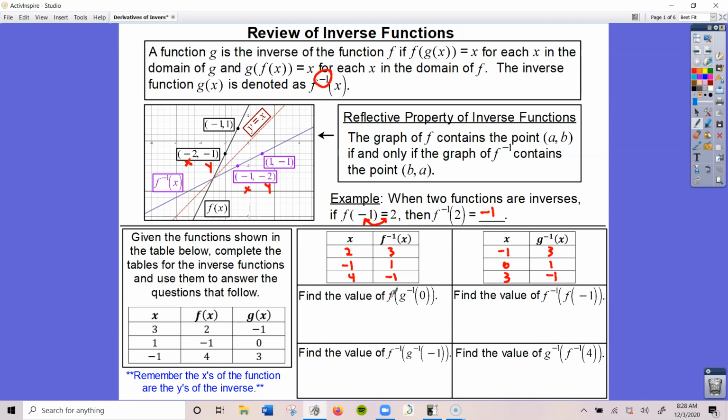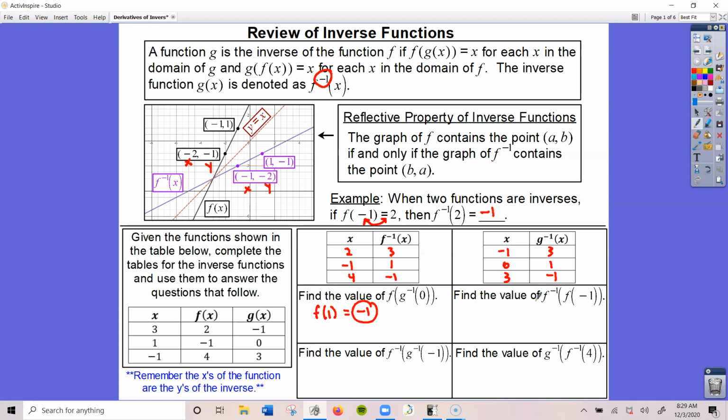Find the value of f of g inverse of 0. So I have my chart already, so I can just go ahead and use my chart for the inverse to find these values. The inverse of g of 0 would be 1. So this is f of 1. And then I would come back here, f of 1 is equal to -1.